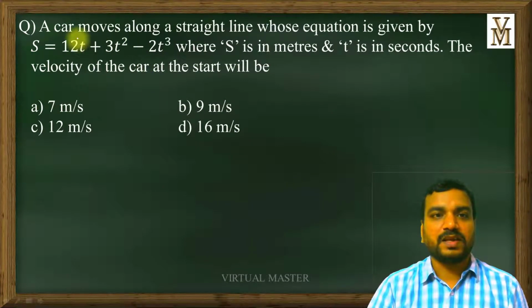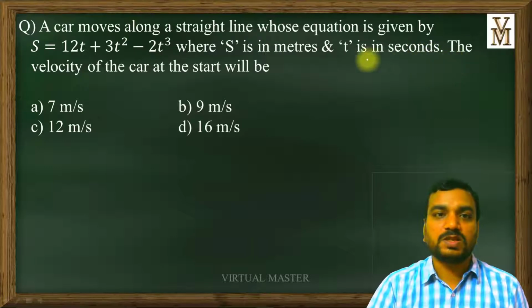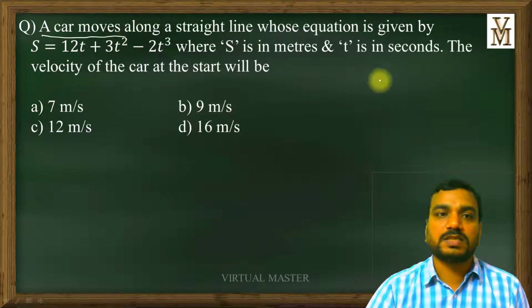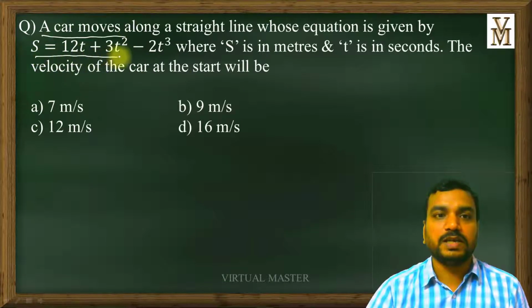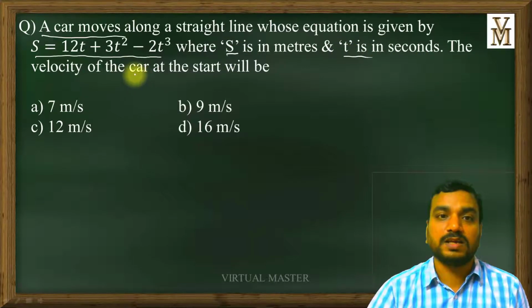The next question is, a car moves along a straight line whose equation is given by s is equals to 12t plus 3t square minus 2t cube, where s is in meters and t is in seconds. Now the velocity of the car at the start will be, and four options are given here. Okay, what are the things given here? A car is moving along a straight line and its equation is given by s is equals to 12t plus 3t square minus 2t cube. Okay, and the value of s is in meters and t is in seconds. Now we have to find the velocity of the car at the start.